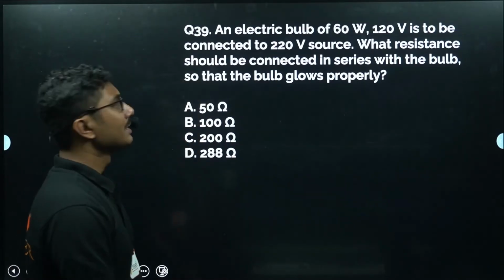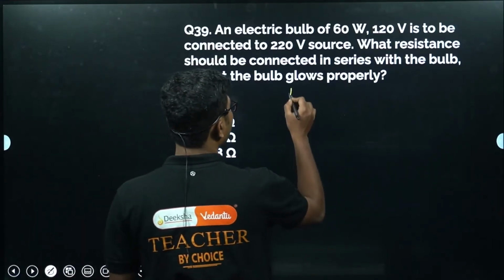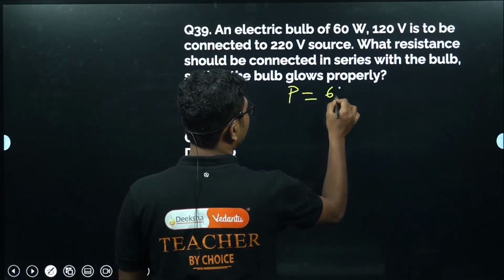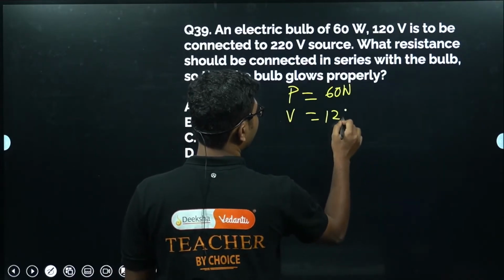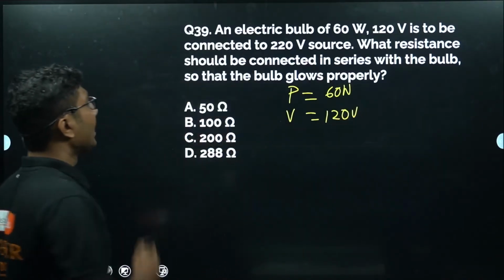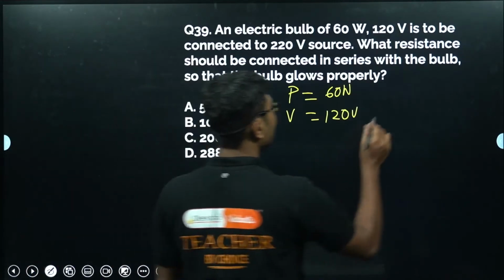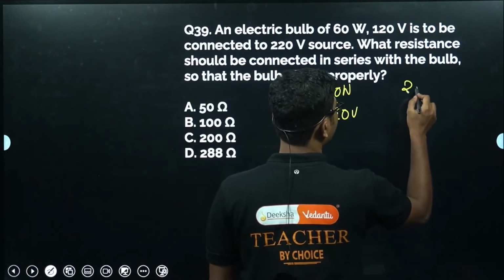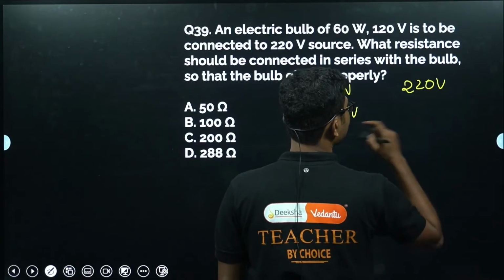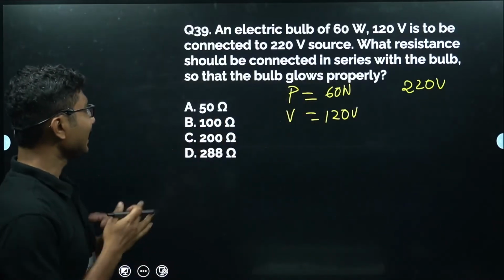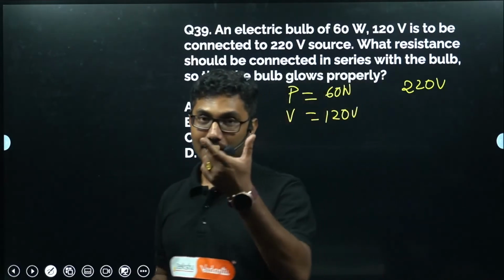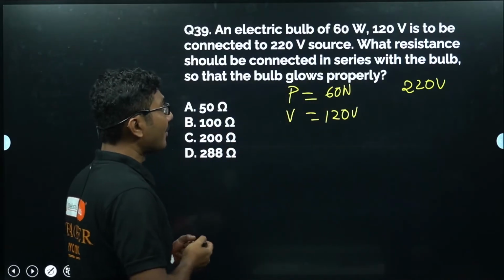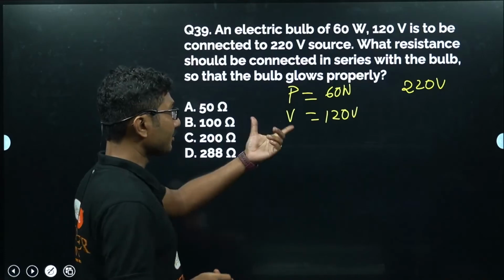So first step is given, the power of the bulb is given 60 watt, and the voltage rating of the bulb is given 120 volts. Now it is to be connected with a source of 220 volt. Source voltage is 220 volt. Now what is the resistance that you have to connect to it so that the power rating of the bulb remains the same?